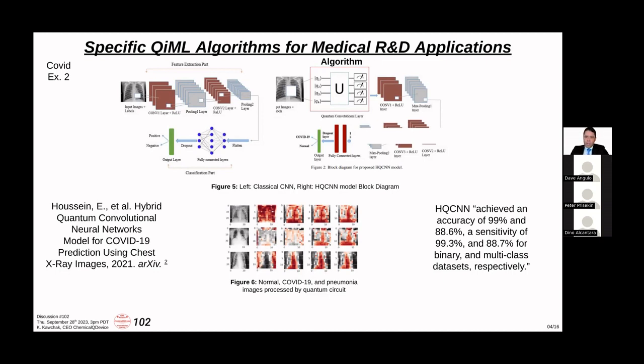So in that case, you can kind of see what's going on differently in the quantum model here with these medical images. This particular paper is 2021 as well. Like I said, there was a fair number of these that came out. So they're saying this HQ-CNN achieved an accuracy of 99% and 88.6, a sensitivity 99.3 and 88.7, right?